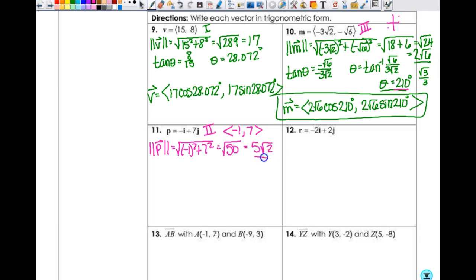So there is my magnitude. Then I need to find my angle. So I'm going to take the tangent, or the tangent of theta is equal to 7 over negative 1. So theta is the tangent inverse of negative 7. So when you do that, you get that theta is equal to a negative 81, blah, blah, blah.